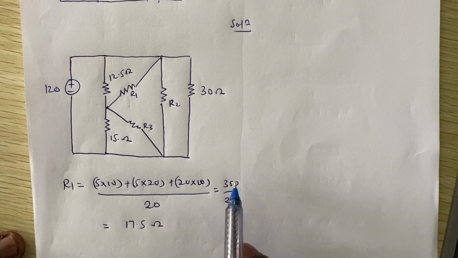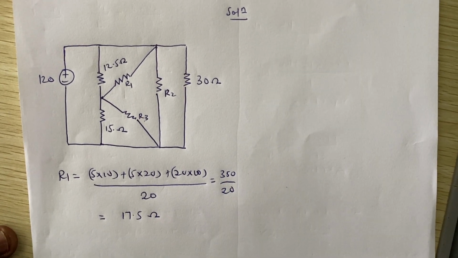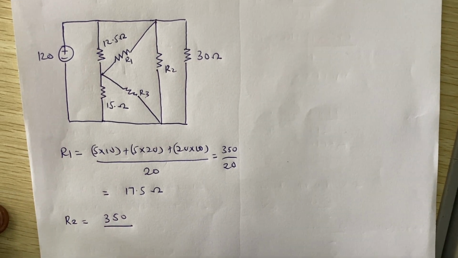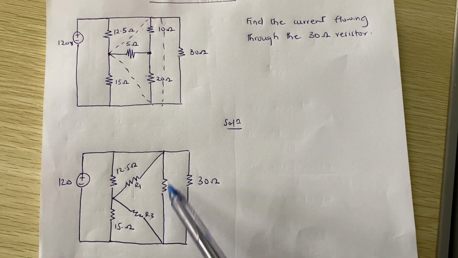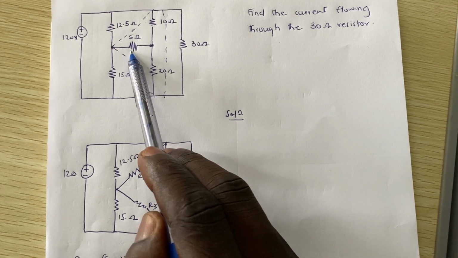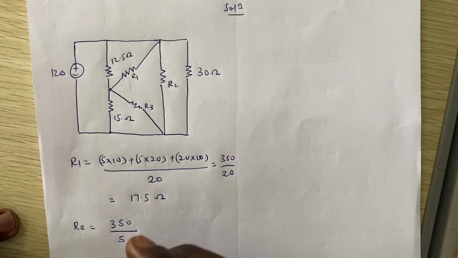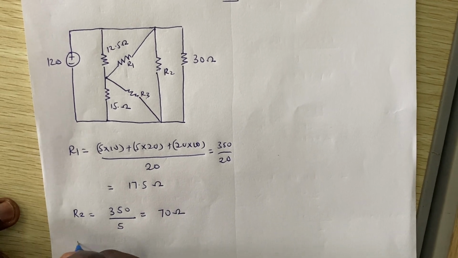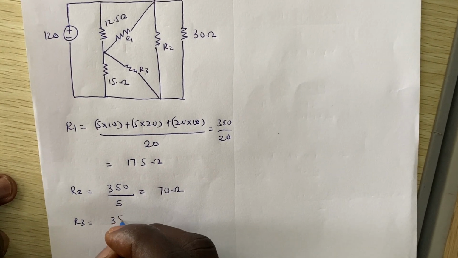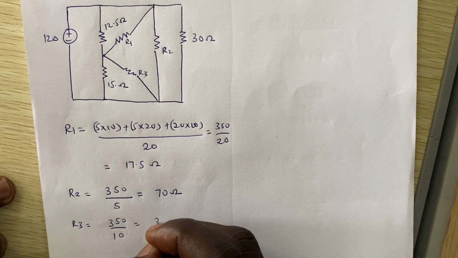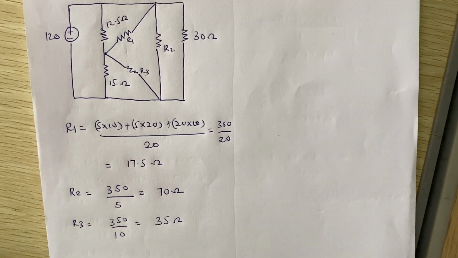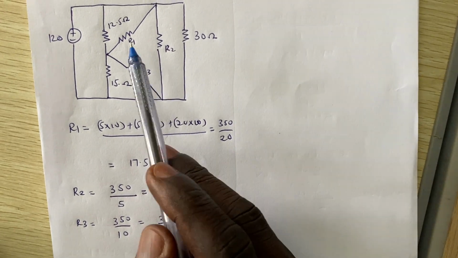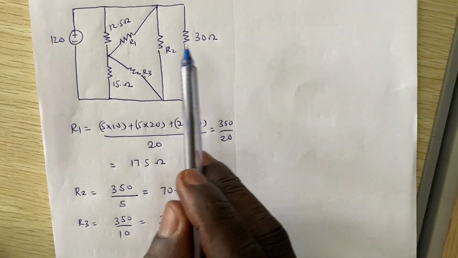So now that we know that this total is 350, we didn't waste our time with the rest of them, right? So R2 is just 350 divided by, looking at R2, which is here, the one that is opposite to R2 is this 5, right? So 350 divided by 5, and then our answer is going to be 70 ohms, right? And then R3 is just 350 divided by 10, and our answer is equal to 35 ohms, right? Good. So now we know that R3 here is 35, R1 here is 17.5, and R2 here is 70.